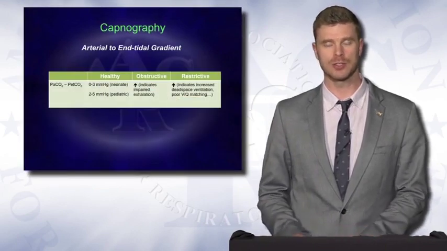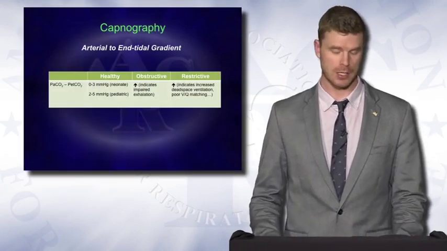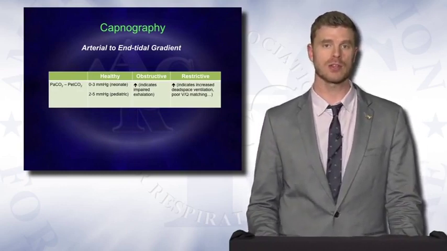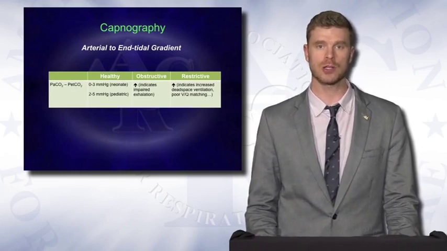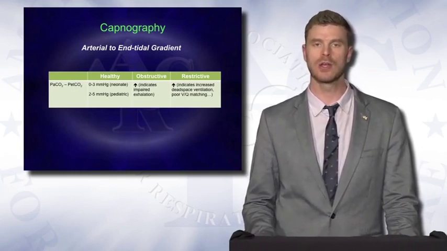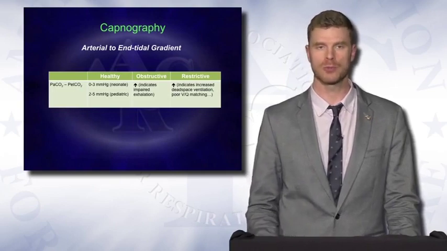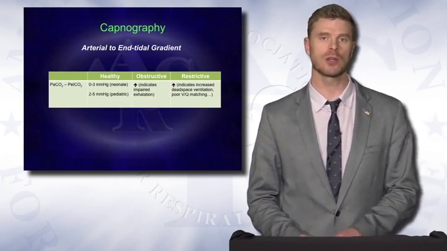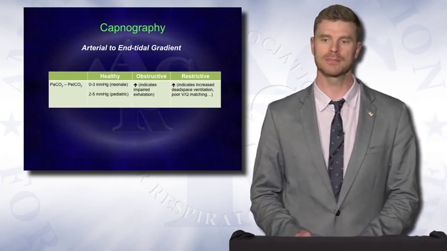In healthy patients, this gradient in neonate is expected to be around 0 to 3 millimeters of mercury. That is, if their PaCO2 concentration is approximately 40, we would expect with our end-tidal CO2 to measure somewhere between 37, 38, 39, or 40 millimeters of mercury. In pediatric patients, we see the gradient a little bit increased, anywhere from 2 to 5 millimeters of mercury.